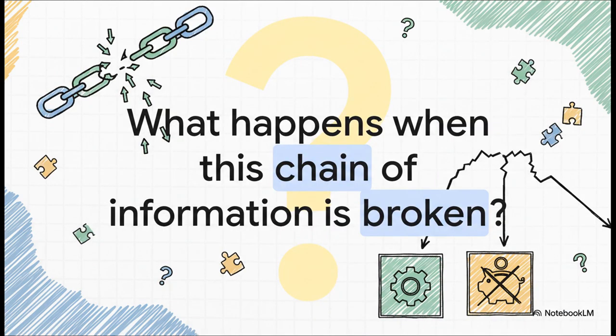And that leaves us with one final thought. We've just seen how incredibly powerful a connected system can be. So what happens when that chain of information is broken? What are the real costs when you have disconnected data and departments that don't talk to each other? Something to think about.